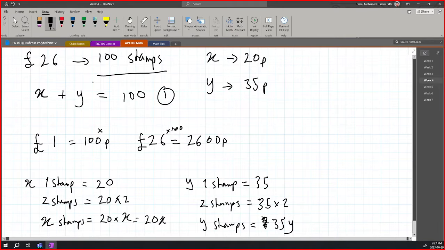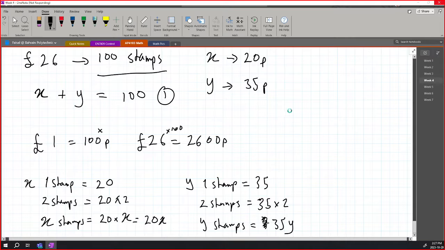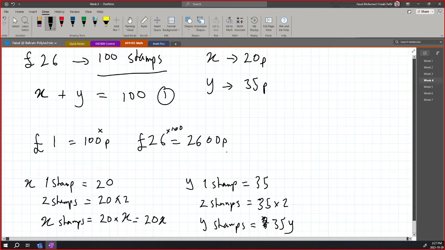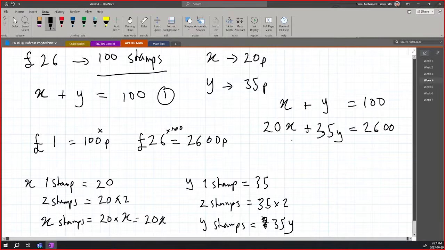Now we can form our equation. We know the total cost of all the stamps is 2600. So the cost of all the X stamps, which is 20X, plus the cost of the Y stamps, which is 35Y, is equal to 2600. The total of x plus the total of y added together equals that. So when writing the simultaneous equations we have x plus y is equal to 100 and 20x plus 35y is equal to 2600.